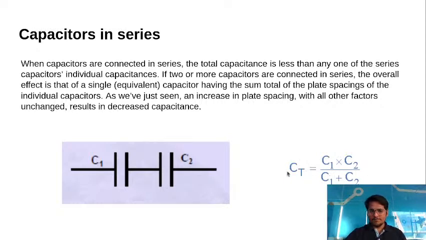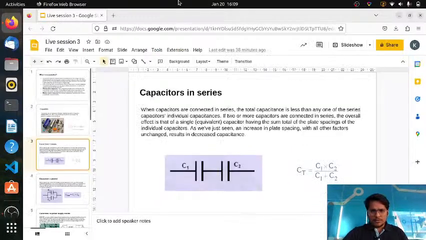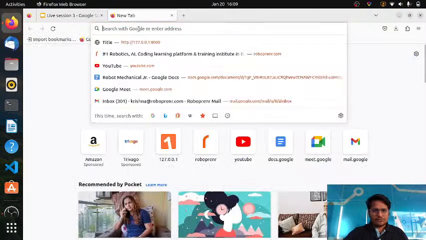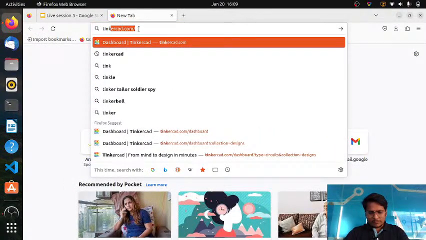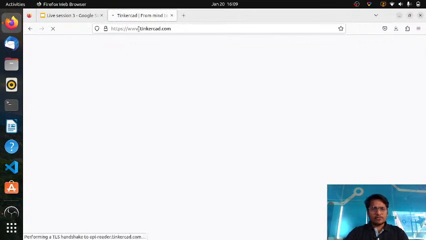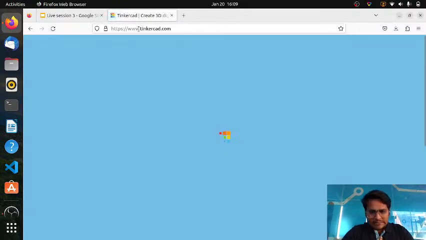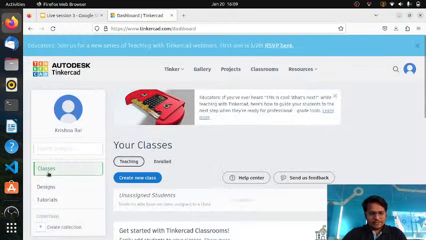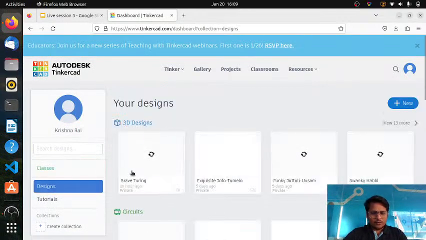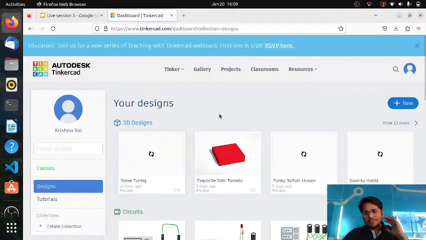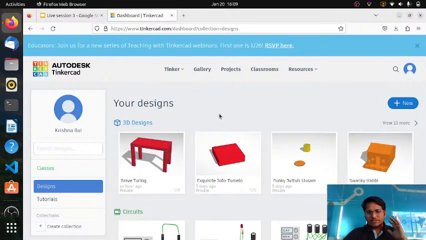Okay, moving on. Now we'll make a circuit and learn about series capacitance. So let me open Tinkercad. In the last two videos also I have used Tinkercad to explain the circuits. Let's connect two capacitors in series and see the variation. Also today we will compare in what condition we should use the capacitors. Should we use the parallel combination or the series combination?